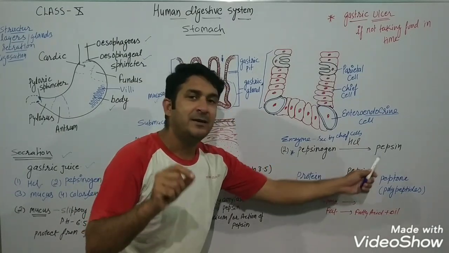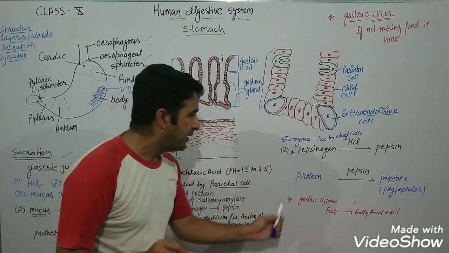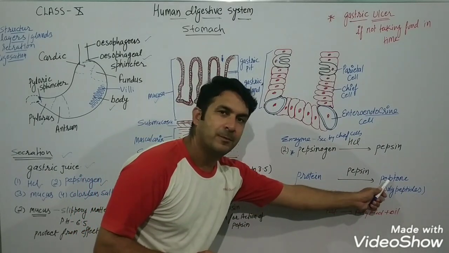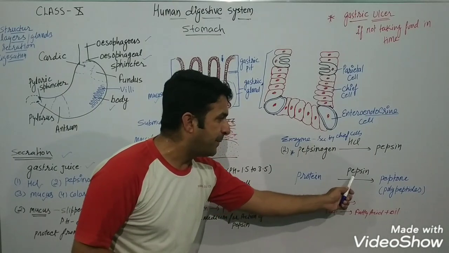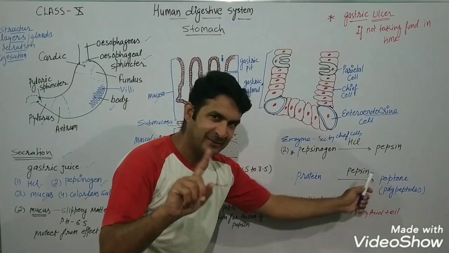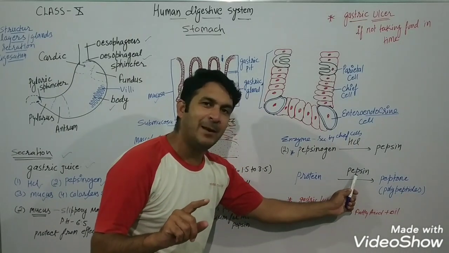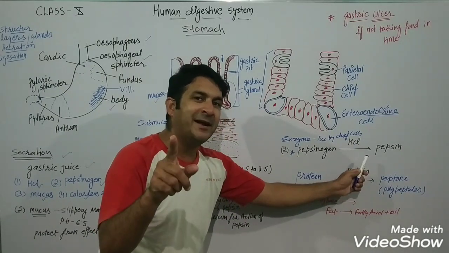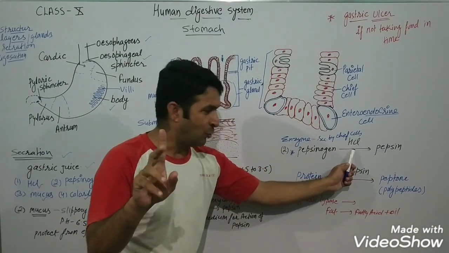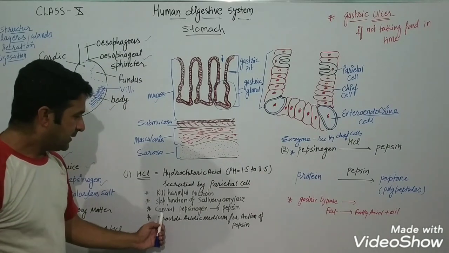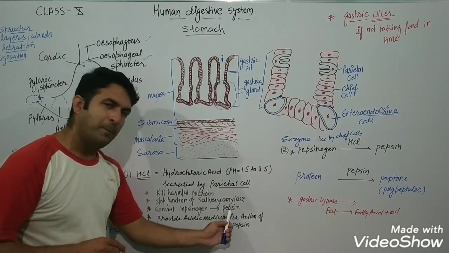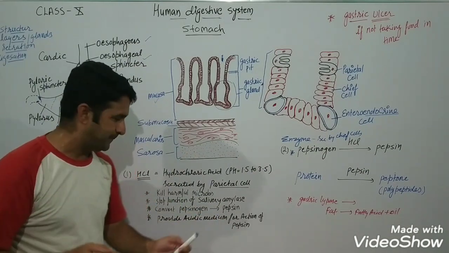And how does this pepsin digest the protein? It digests the protein into peptone. The pepsin enzyme converts the protein into peptone. Right? This digestion takes place with the help of the pepsin enzyme. And who activated the pepsin enzyme from the pepsinogen? Hydrochloric acid. Got it? So the third function of the HCl is that it converts pepsinogen into pepsin. That means it activates the pepsin.